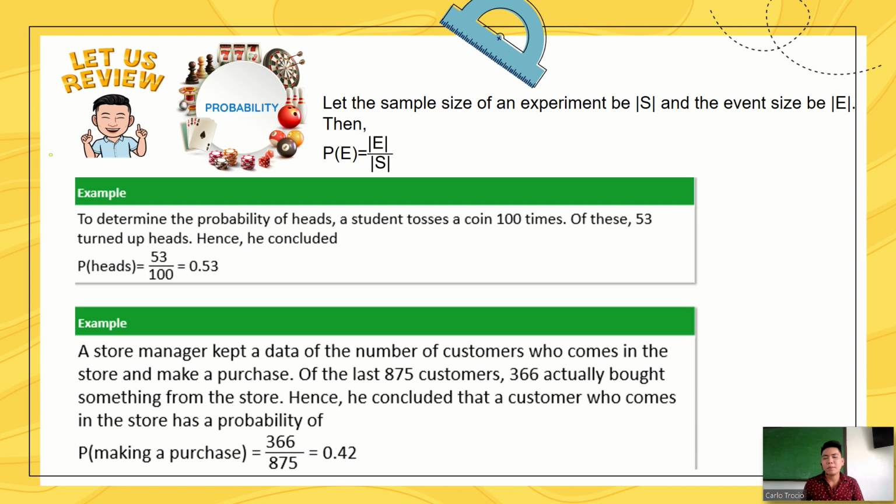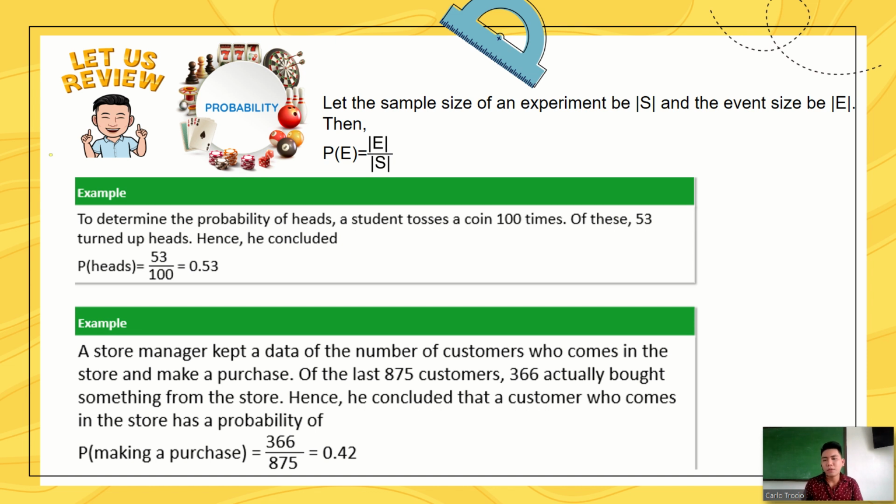To determine the probability of heads, a student tosses a coin 100 times. Of these, 53 turn up heads. Hence, he concluded the probability of getting a head is 53 over 100, because there are 53 events out of 100 sample space. Then the probability is 0.53. Therefore, 53% chances that you will have the head.